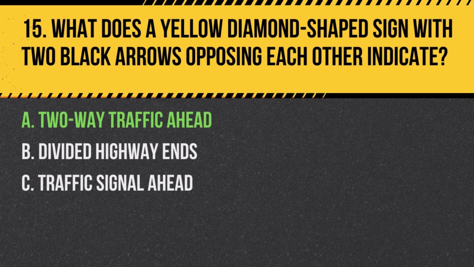A yellow diamond-shaped sign with two black arrows opposing each other indicates that two-way traffic is ahead, and you should be prepared to share the road with oncoming vehicles.